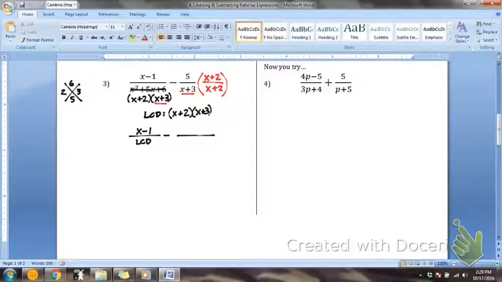And now I'm going to have to distribute, right? I'm going to do the 5 times x, which gives you what? Plus 10. Over LCD, good. Now we write it as one big problem.